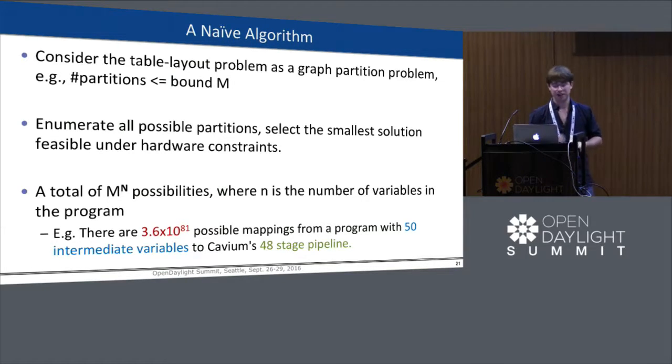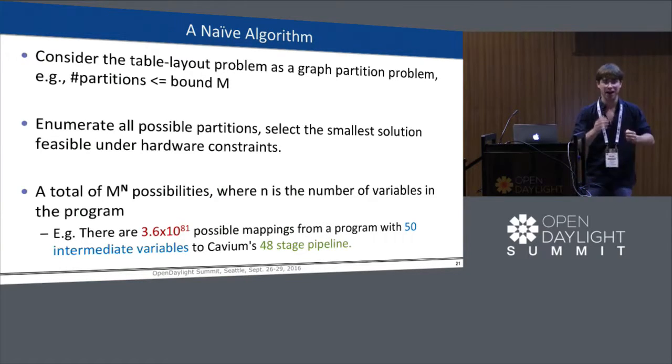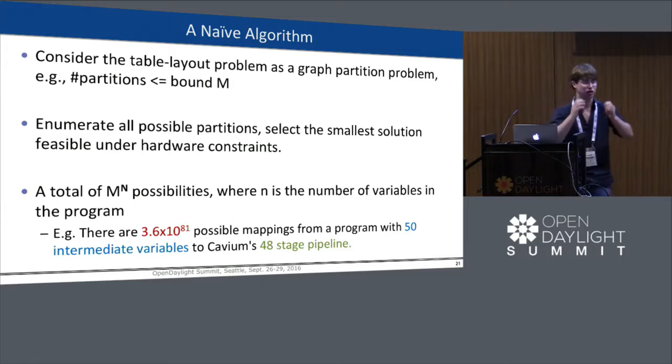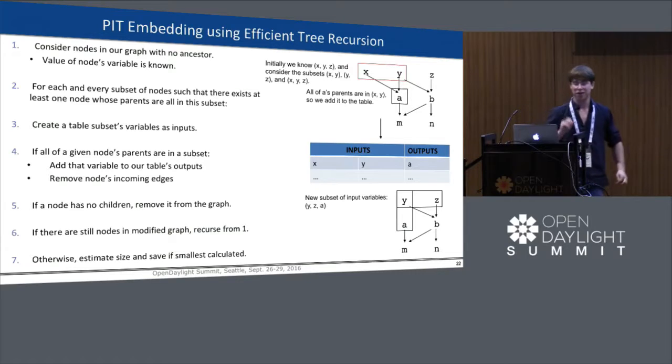Again, there are 3.8 times 10 to the 81 possible mappings from a program with just 50 intermediate variables to a Cavium's 48-stage pipeline. You'll notice this is the second case where there are not actually enough atoms in the universe to store all possible permutations of the solution. Thus, our algorithm involves PIT embedding using efficient tree recursion. This is a little bit of a complex algorithm, so I hope you'll bear with me.